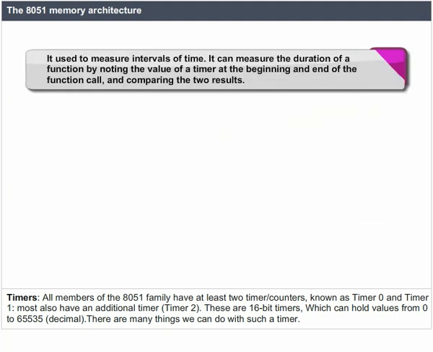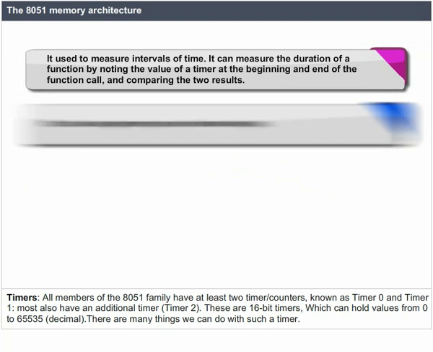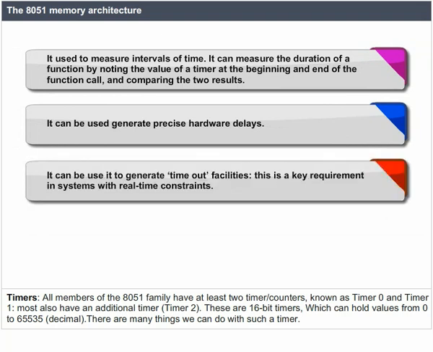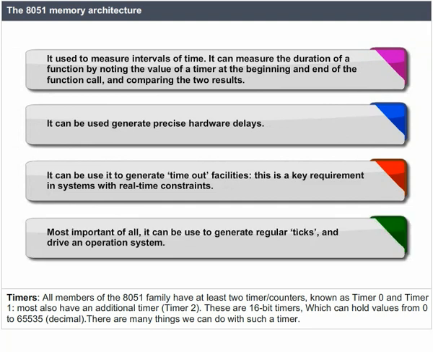There are many things we can do with such a timer. It is used to measure intervals of time. It can measure the duration of a function by noting the value of a timer at the beginning and at the end of a function call and comparing the two results. It can be used to generate precise hardware delays. It can be used to generate timeout facilities. This is a key requirement in systems with real-time constraints. Most important of all, it can be used to generate regular ticks and drive an operating system.